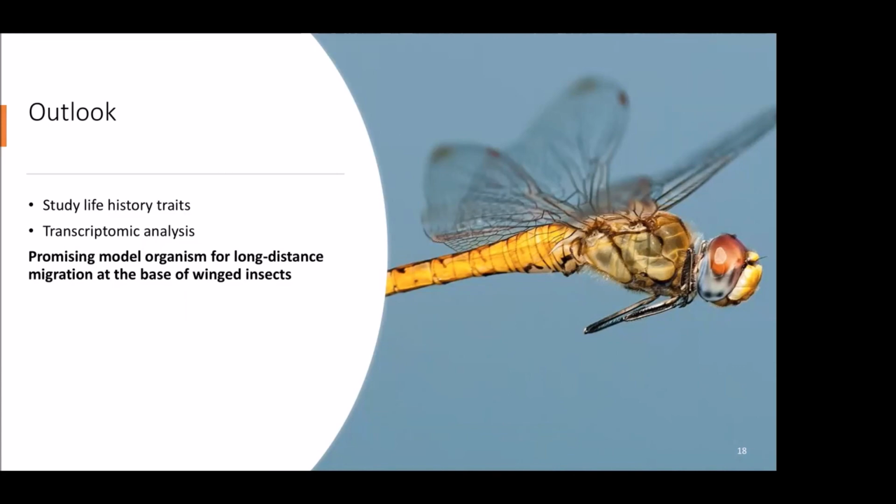So as a finishing aspect, I think that Pantala flavescens, the wandering glider, is a really promising model organism because we have these non-migratory and migratory populations. So I think Pantala flavescens is a really promising model organism for long-distance migration at the base of winged insects.